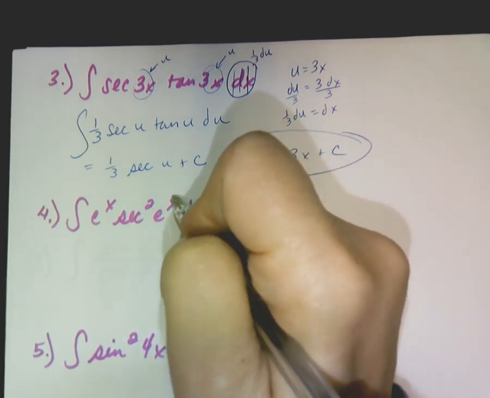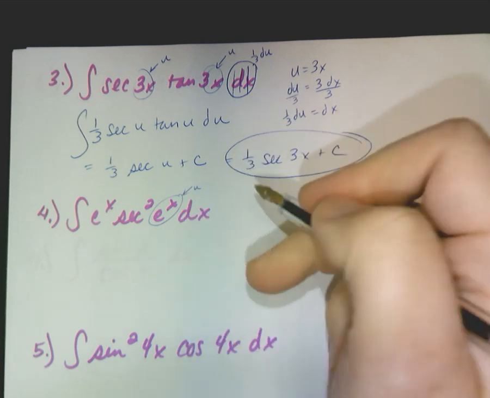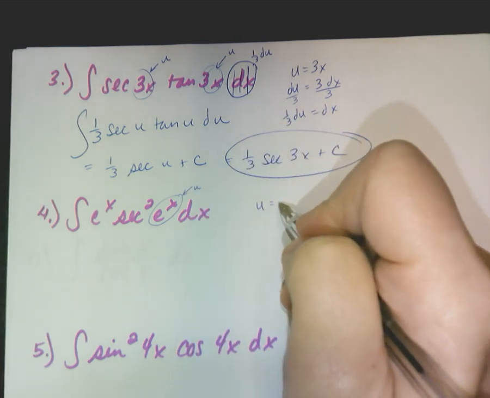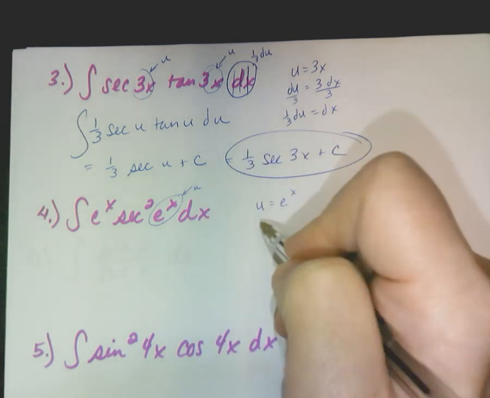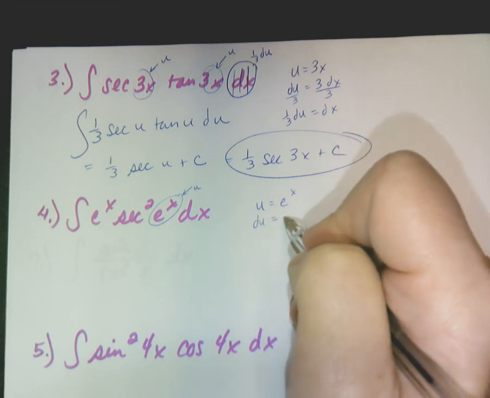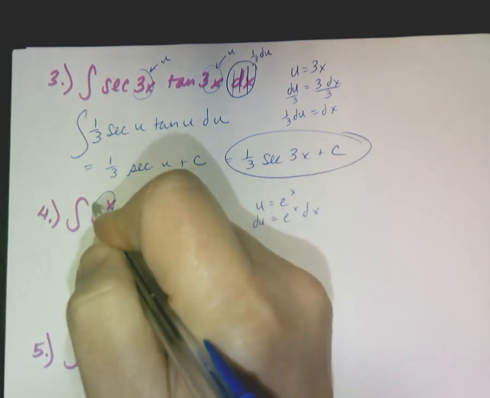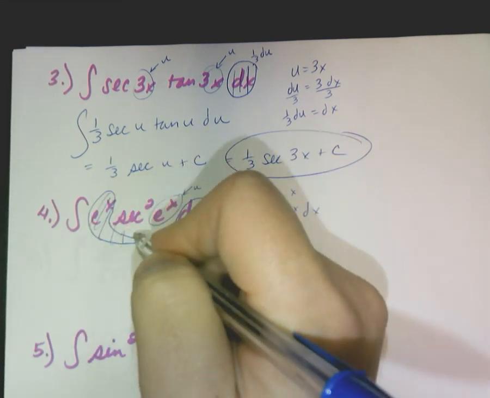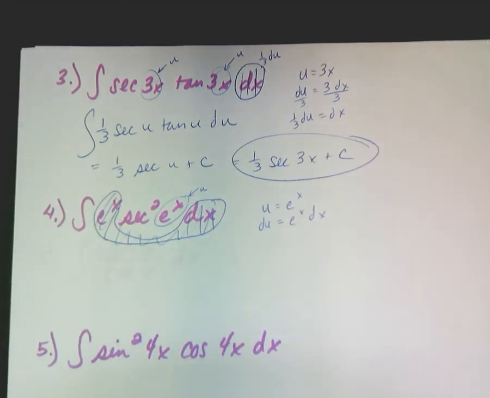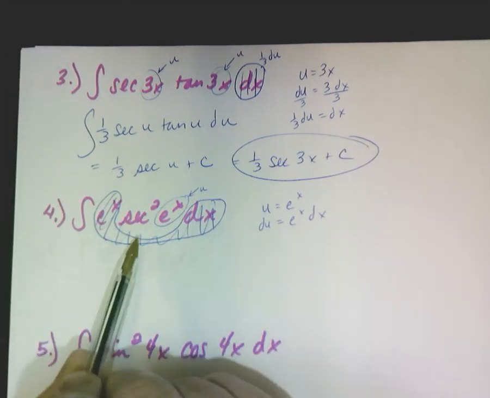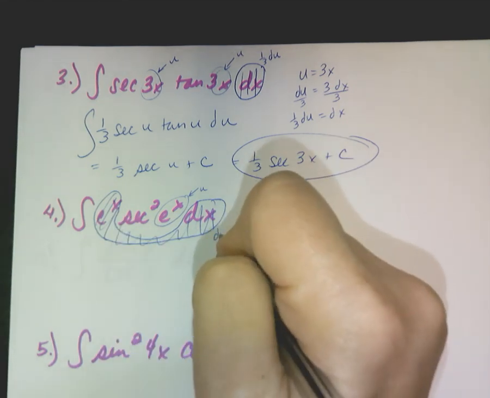Well, this would be my u. So u is e to the x. What's the derivative? What's the du? Oh, it's e to the x dx, which I have. Cool. Take that, cross it off, replace this. Let's rewrite all this. This now is my du.